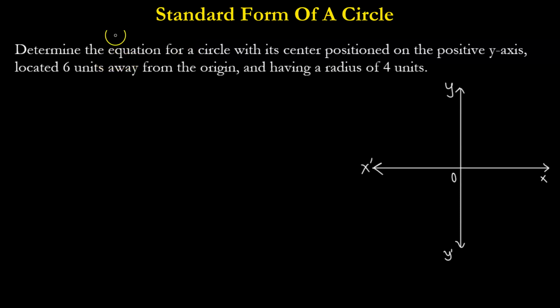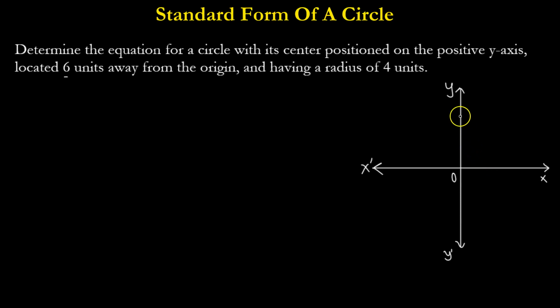So in this problem, we need to determine the equation of a circle such that the center of the circle is positioned on the positive y-axis and it is located 6 units away from the origin and has a radius of 4 units. So let's try to understand it on a coordinate plane. So here we have a coordinate plane with the familiar x and y-axis.